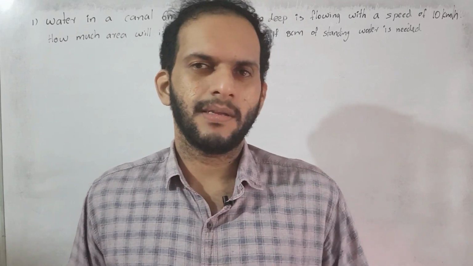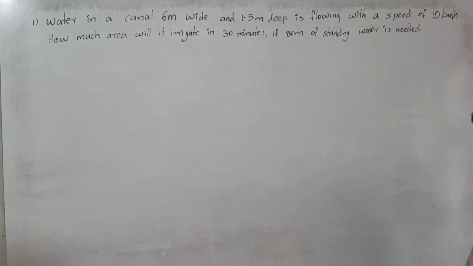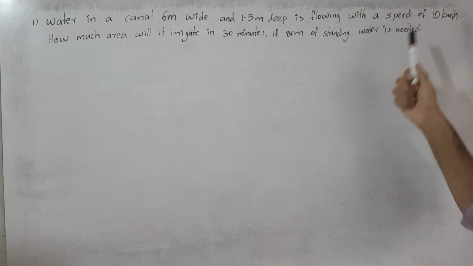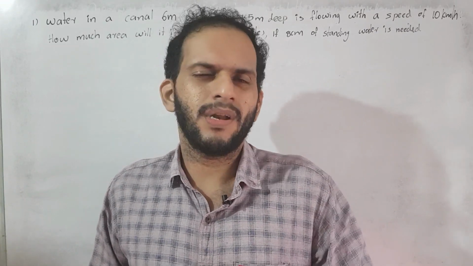Here we are discussing the next question. The question is like this. Water in a canal 6 meter wide and 1.5 meter deep is flowing with a speed of 10 km per hour. How much area will it irrigate in 30 minutes if 8 centimeter of standing water is needed? Okay. What is given here and what is the question?